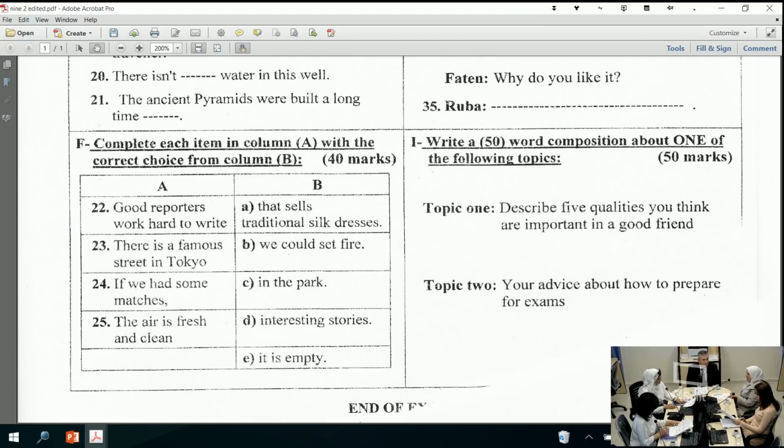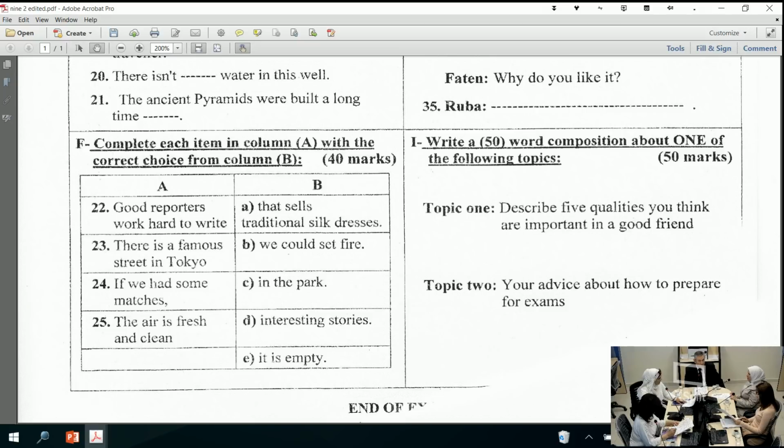Now, "that sells traditional silk dresses." So, "to write that sells"? No. "Set fire": "to write set fire"? Of course not. "Sit in the park": "to write in the park"? Maybe it's accepted, we don't know, but let's read: "Good reporters work hard to write in the park." But look, we are going to look for another one.